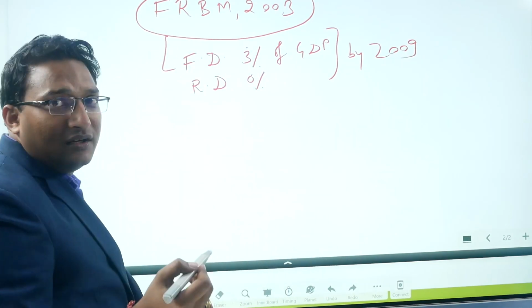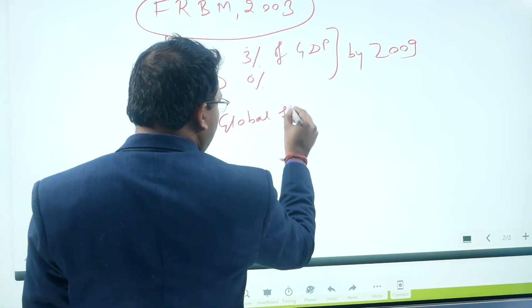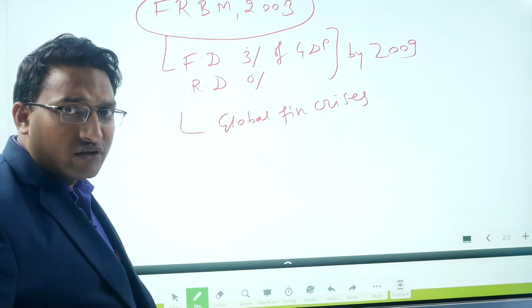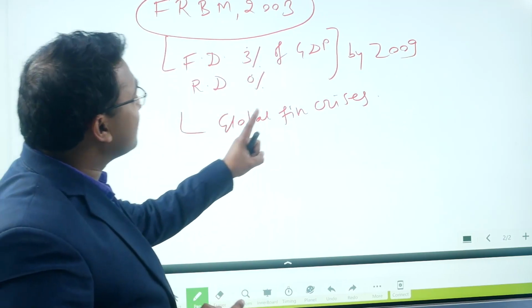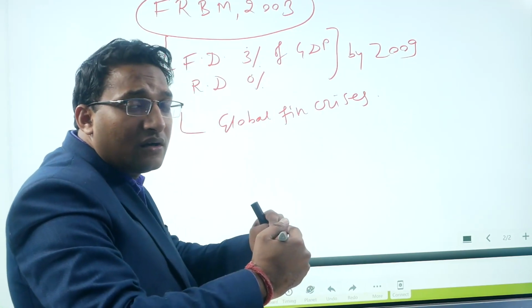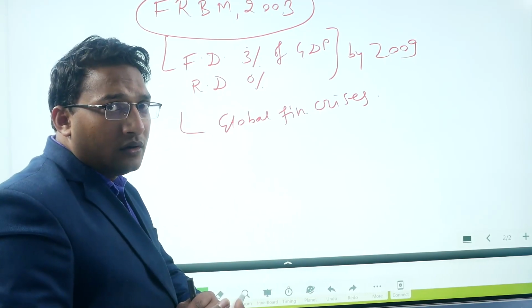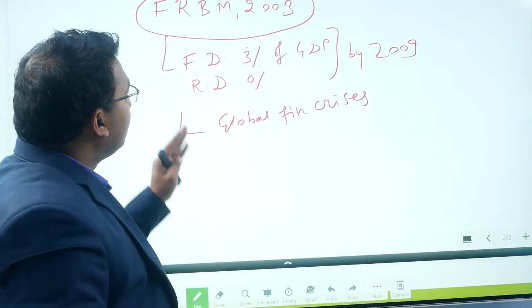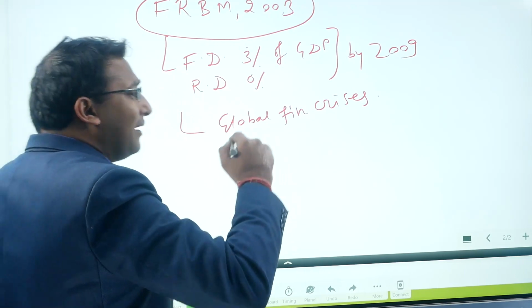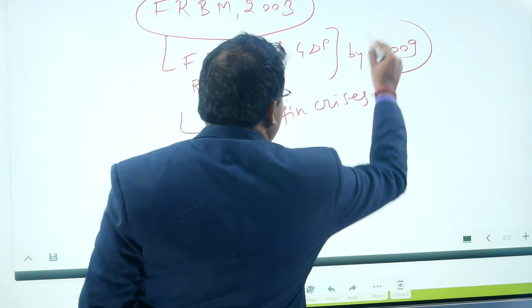But unfortunately, because of the global financial crisis, these targets could not be achieved. Because of the global financial crisis, the government has to increase its expenditure through various welfare programs. Because of the extra expenditure, this deficit could not be controlled. Subsequently, there were multiple extensions in the time limit of 2009.